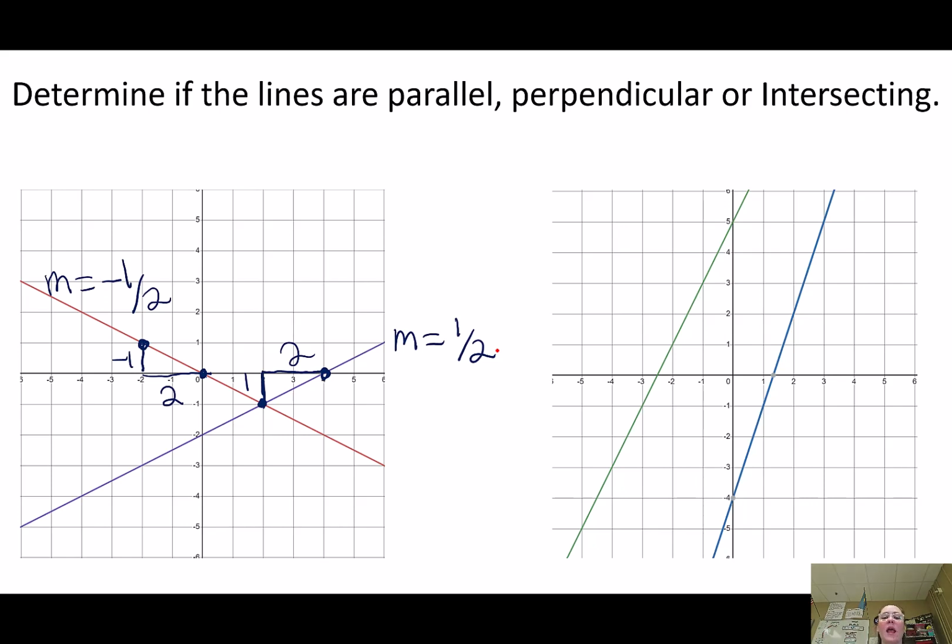So I've got a -1/2 and a +1/2. Now these are opposites, but are they reciprocals? No, my fraction's not flipped on the second one. So these are intersecting lines. That's all they are. They are neither parallel nor perpendicular.